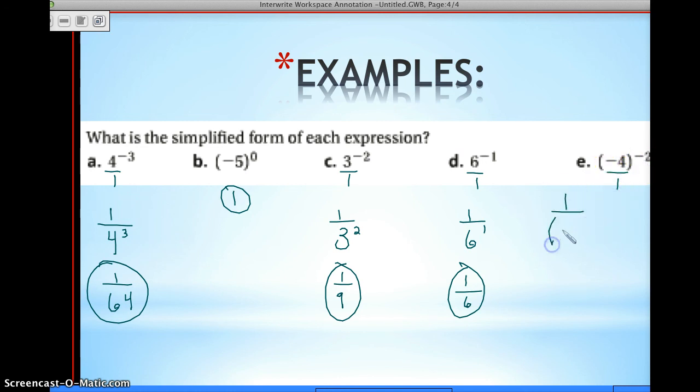This one is negative 4 to the negative 2. If you flip it, don't forget to leave the parentheses around it because you're squaring the negative. If you take the parentheses off, then it says you're only squaring the 4. So you end up with 1 over negative 4 times negative 4, which is 16. So 1/16.